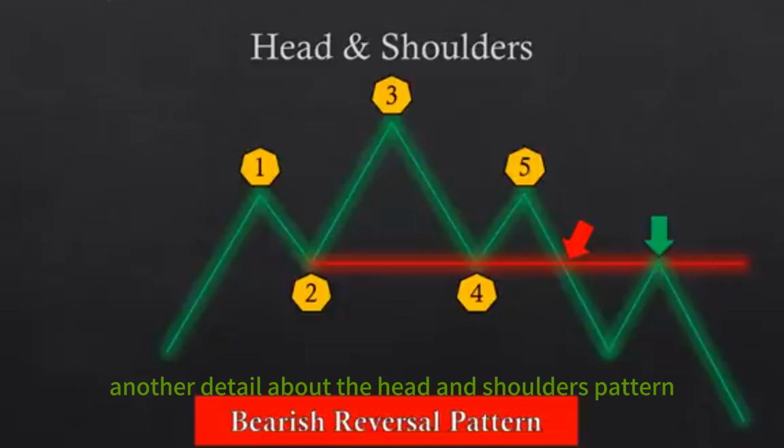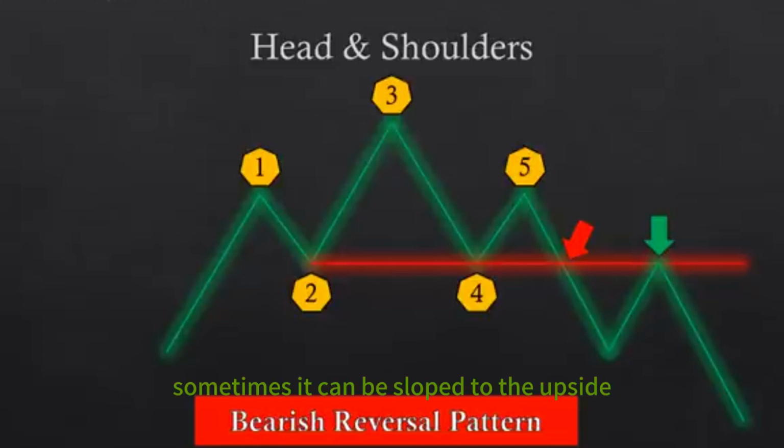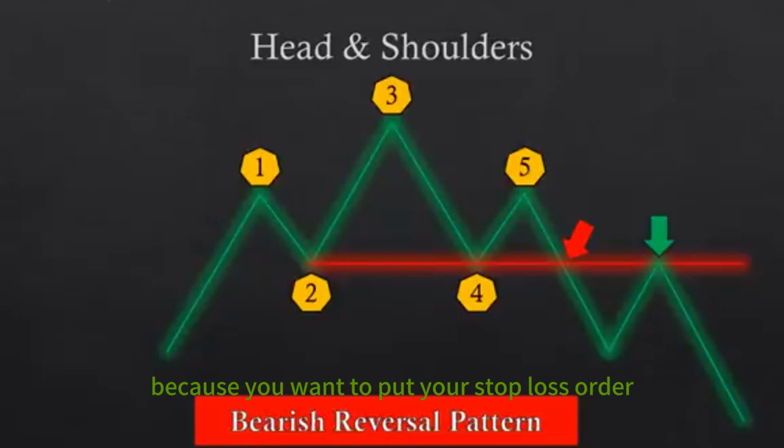Another detail about the head and shoulders pattern is that the neckline might not always be horizontal. Sometimes it can be sloped to the upside or sloped to the downside. You have to be careful when that happens because you want to put your stop loss order above highs that confirm the power of sellers, meaning highs that precede lower lows.